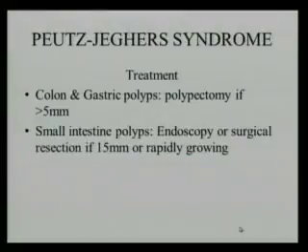How do we treat? We remove colon polyps, gastric polyps, and small intestine polyps with endoscopy. Now we have single and double balloon enteroscopy, which is one of the ways we can remove these polyps. In the past, they used to recommend removing a small bowel polyp if it's 15 millimeters in size, or if it's rapidly growing. But again, if you are doing balloon enteroscopy and you find the polyp, you can remove it. Why leave it there?